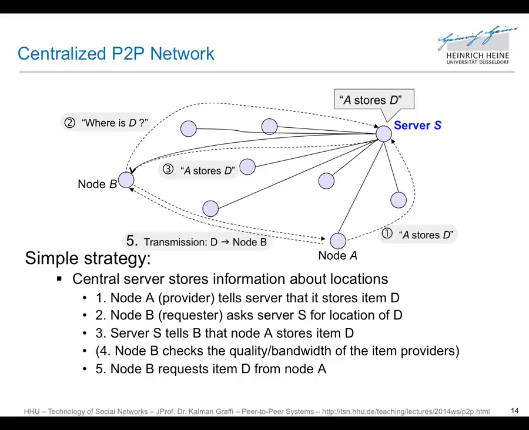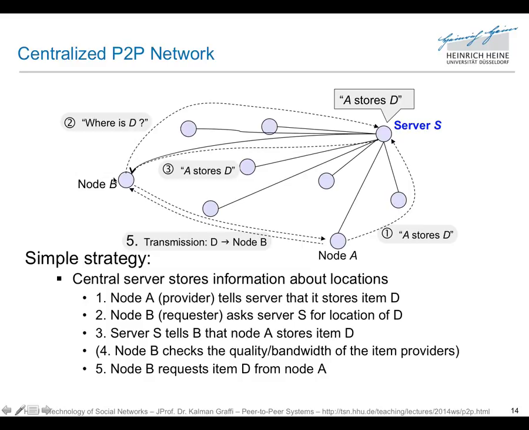But the first step is node A. Node A is down here. He first stores the file that he wants to offer. He stores the information about the file at server D. And server D now knows, okay, A has this file and all the specifications about the file.